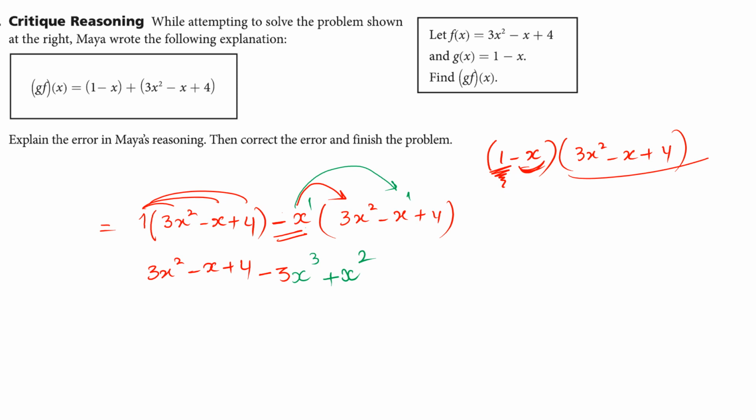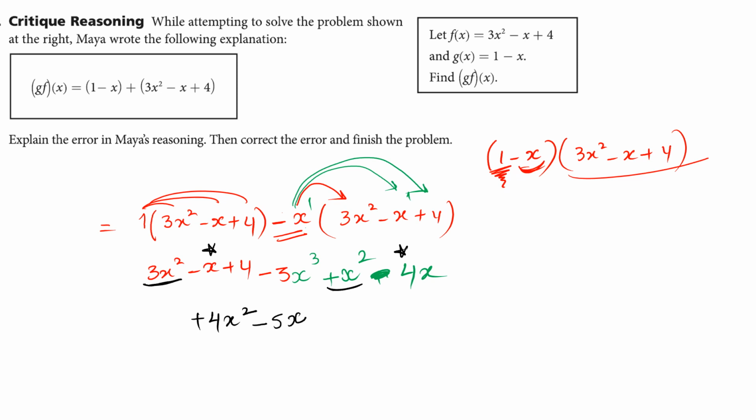Now the third term, negative x times positive 4 will give us negative 4x. Now simplify the like terms. 3x square and here x square, so plus 3 plus 1 plus 4x square. Then minus x and minus 4x will give us minus 5x.